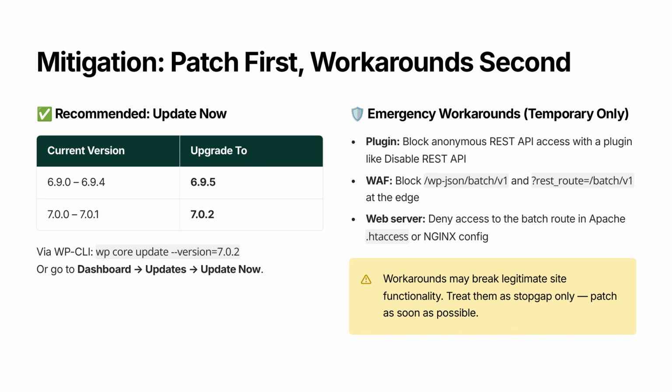If you absolutely cannot patch immediately, there are some emergency workarounds. You can block anonymous REST API access with a plugin such as Disable REST API. At the edge, a WAF can block requests to /wp-json/batch/v1 and the equivalent rest_route parameter. You can also deny access to that batch route in Apache or nginx. Just keep in mind that these workarounds can break legitimate functionality. They're stopgaps, not fixes, so the goal should still be to patch as soon as possible.